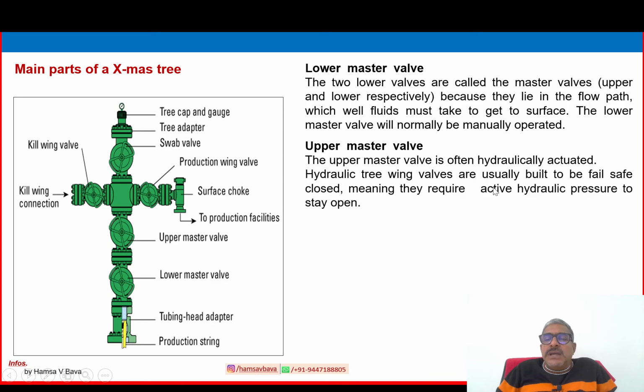The upper master valve is often hydraulically actuated, so it works automatically using a hydraulic actuation system for safety reasons. Hydraulic tree wing valves are usually built to fail safe. Fail safe means if hydraulic pressure is down or not available, then this valve will close, to protect the well flow. Due to fire or some other reason, they require active hydraulic pressure to stay open. So whenever hydraulic pressure is available, the valve will be in open condition.